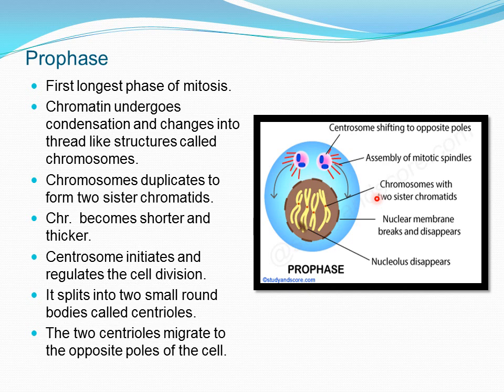So what is happening here? First, this chromatin undergoes condensation. They are becoming thick and short. They are divided into two sister chromatids, which are joined at a central point called the centromere. As the prophase advances, they become shorter and thicker, and the centrosome initiates the cell division. They form centrioles which move towards the opposite poles, and that we will see in the next phases of cell division. Now is this phase clear?